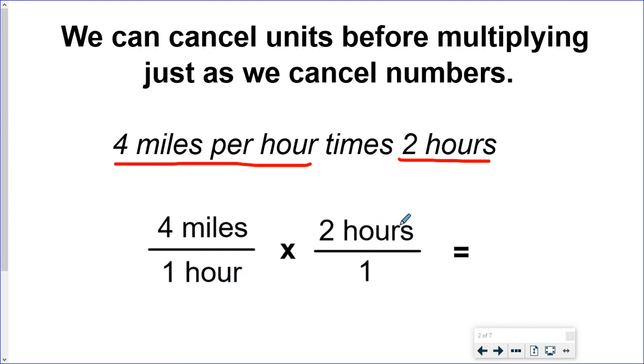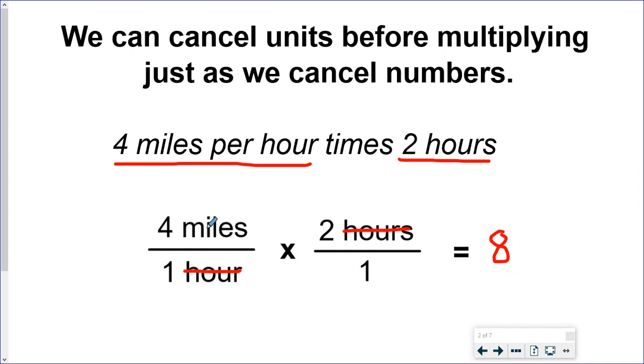Even though it's plural, the only reason it's plural is because this number here is more than 1. But I can go ahead and cross out the word hour and cross out this hour. That means then that the word hour is not going to be in my final label over here. So I'm going to multiply 4 times 2. 4 times 2, we know that that is 8. And then I would take 1 times 1, which is 1.